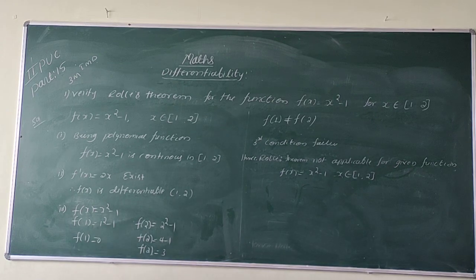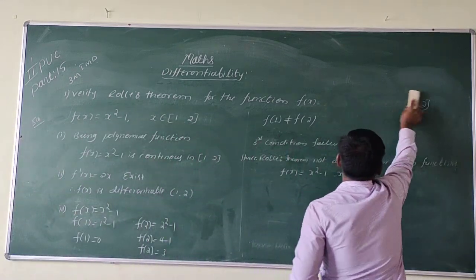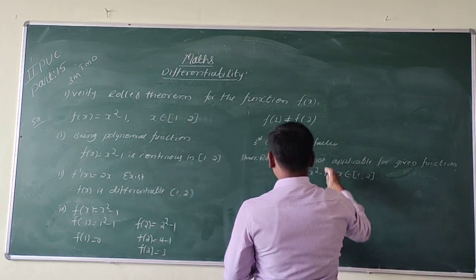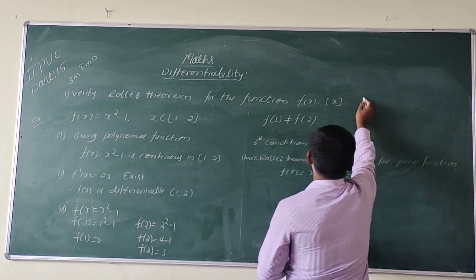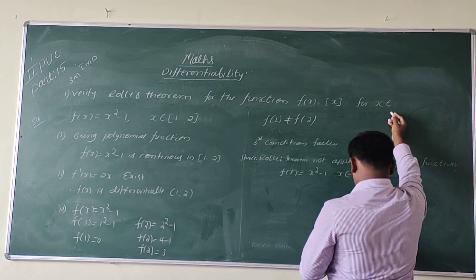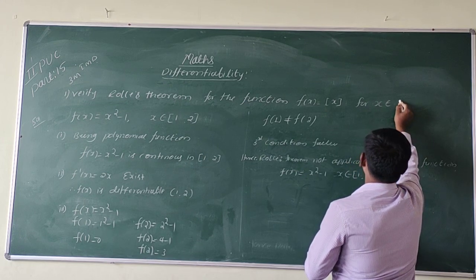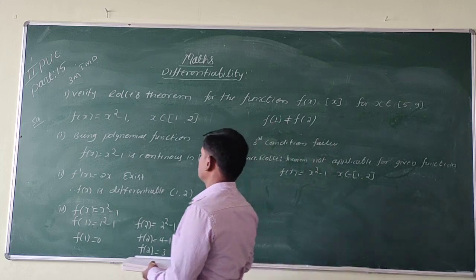So next one, verify the Rolle's theorem for the function f of x is equal to bracket of x, the greatest integer function x, for x belongs to 5 comma 9.